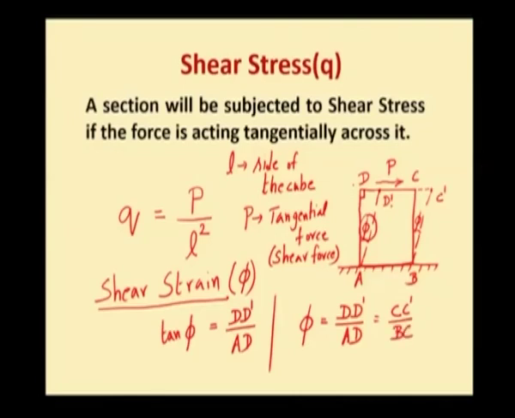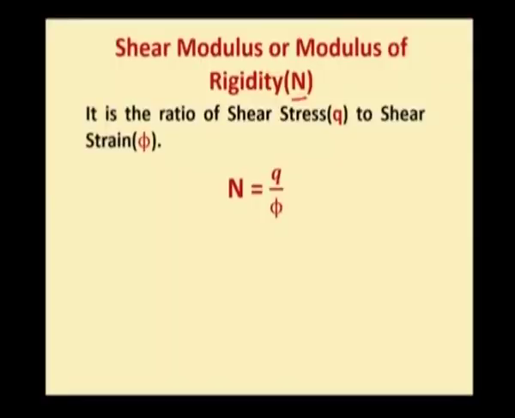So, this angular deformation is known as shear strain. Now, we shall see the definition for shear modulus or modulus of rigidity. Modulus of rigidity is denoted by the capital letter N. Shear modulus is the ratio of shear stress Q to the shear strain phi. So, it will have units just that of stress. So, its unit will be Newton per millimeter square or kg per centimeter square or tons per meter square.